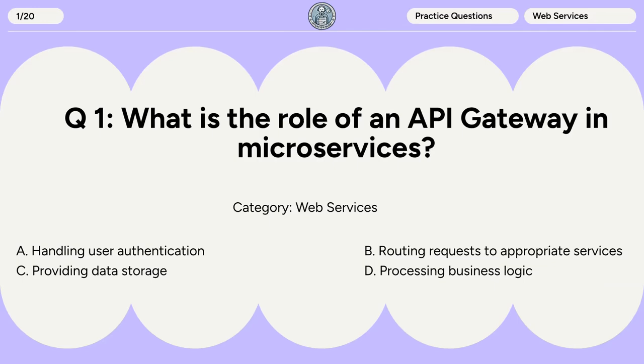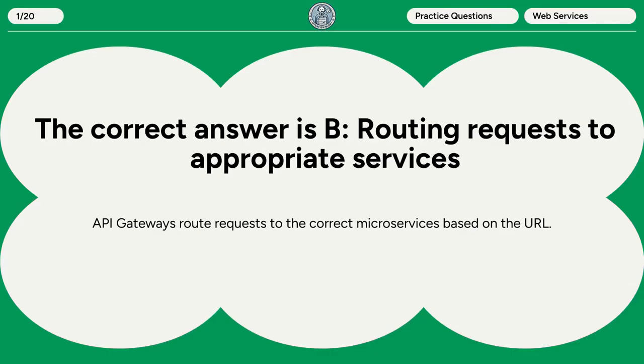Question 1. What is the role of an API gateway in microservices? A. Handling user authentication. B. Routing requests to appropriate services. C. Providing data storage. D. Processing business logic. The correct answer is B. Routing requests to appropriate services. API gateways route requests to the correct microservices based on the URL.